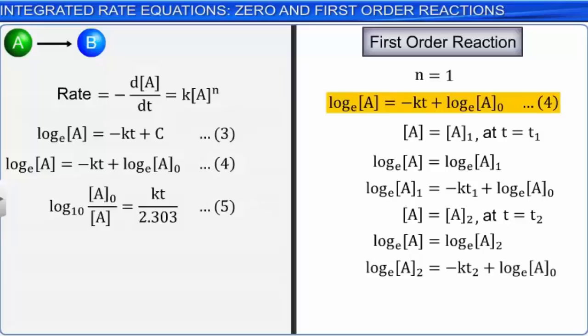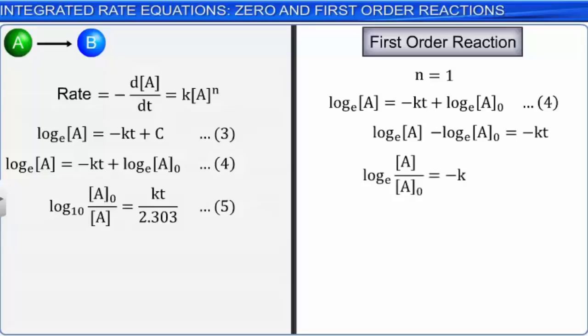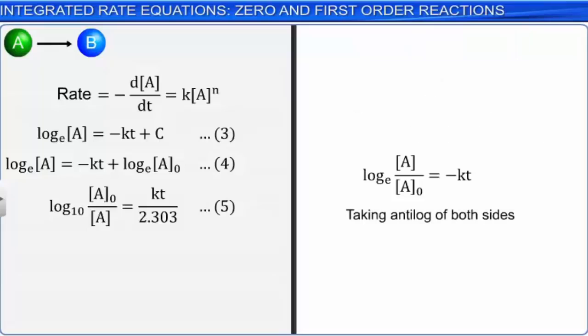We can also represent equation 4 as log concentration of A to the base e minus log concentration of A0 to the base e is equal to -k multiplied by t, or log concentration of A divided by concentration of A0 to the base e equal to -k into t. Taking antilog on both the sides, we get concentration of A is equal to concentration of A0 into e to the power -kt. Let this be equation 6.